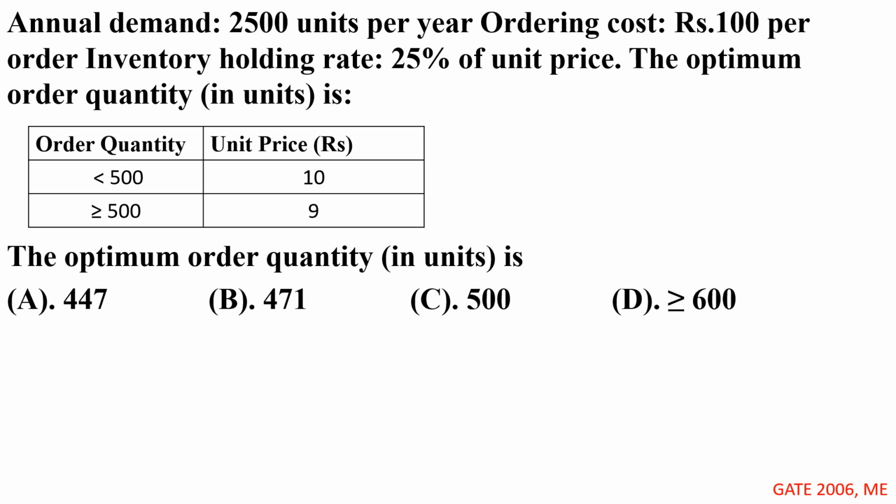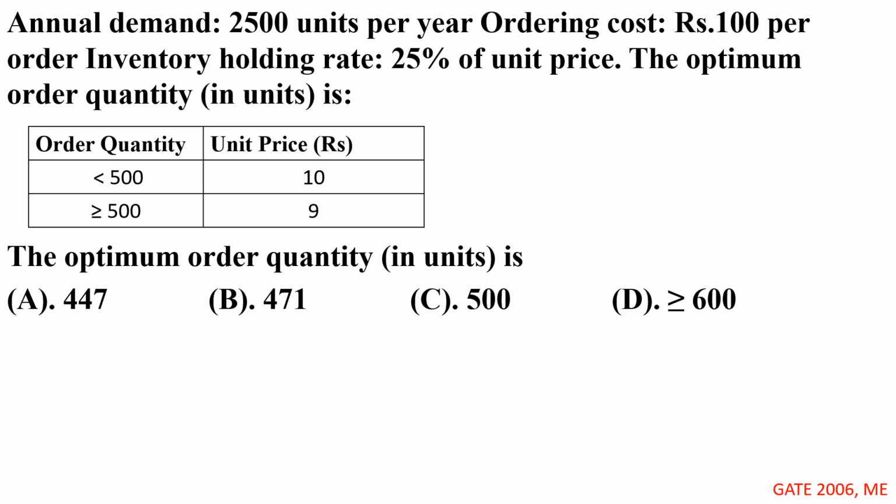The data given is: if the order quantity is less than 500, unit price is 10 rupees. If the order quantity is greater than or equal to 500, unit price is 9 rupees. Then we have to determine the optimum order quantity. The options given are: option A is 447, option B is 471, option C is 500, option D is greater than or equal to 600. So let's see the solution.